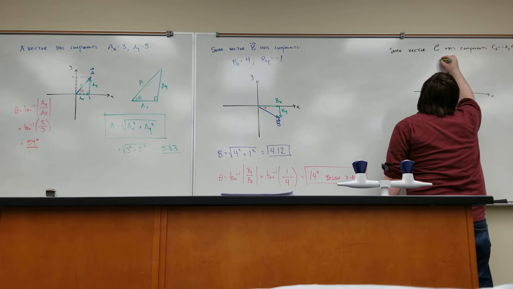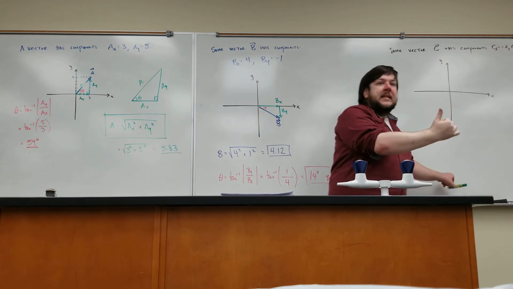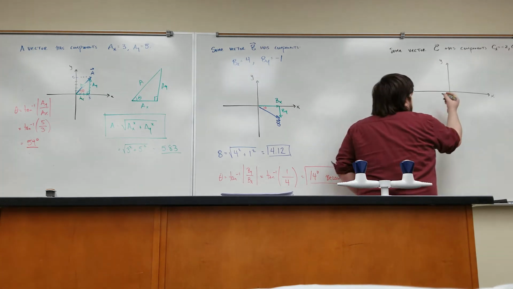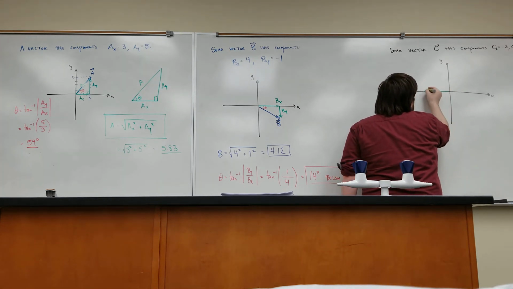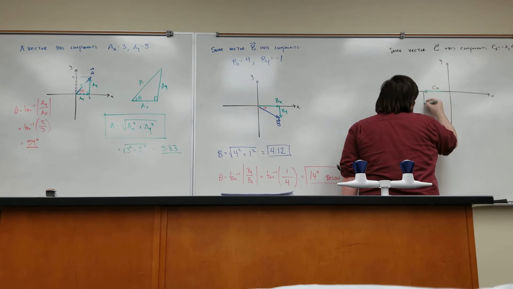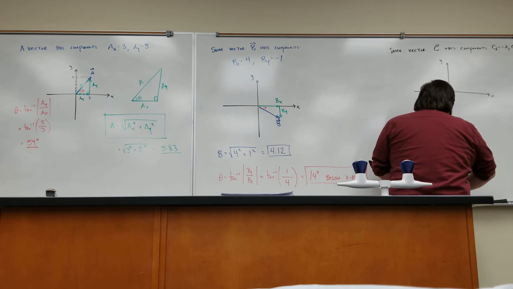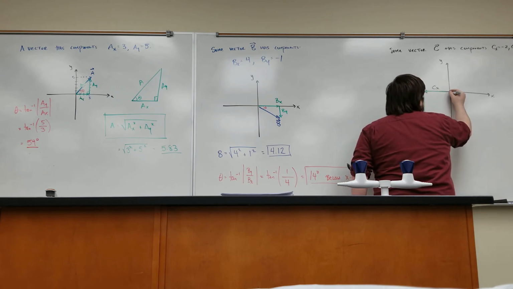Always start by drawing your vector. The x component extends in the negative x direction, so Cx is going to go to the left. The y component extends in the negative y direction, so Cy is going to go down. And the vector C is going to point like this.